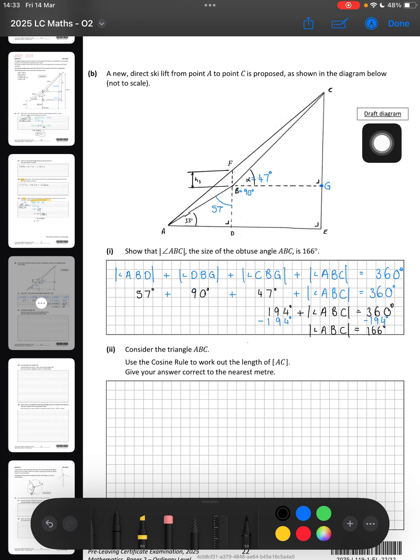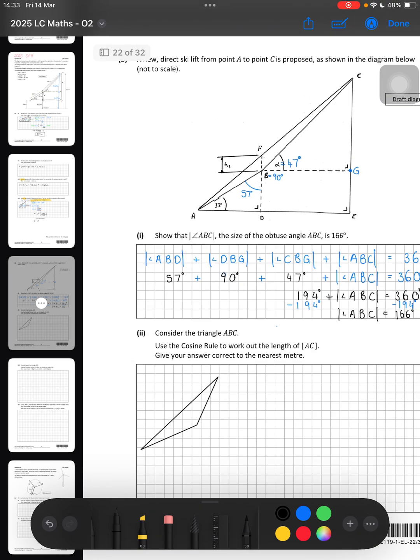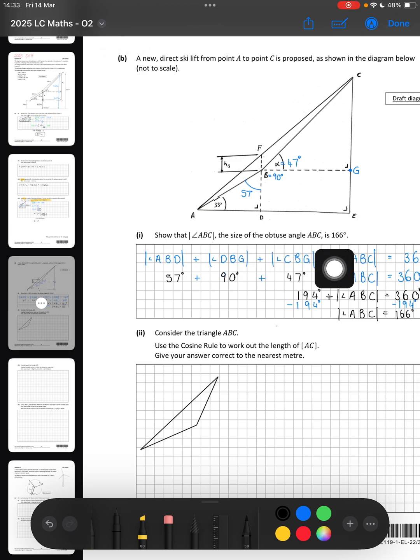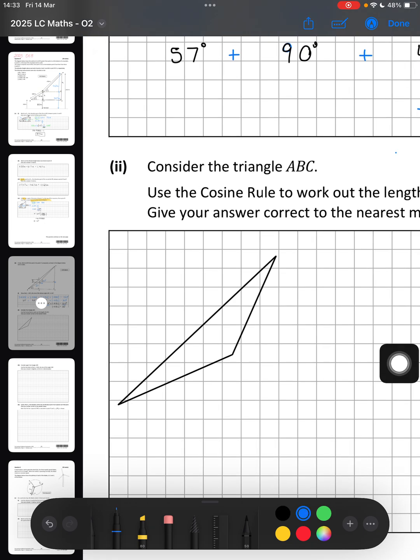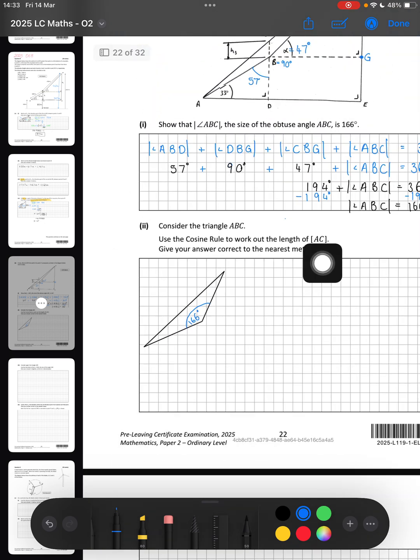Okay, then it says consider the triangle ABC. Okay, so this triangle here. Yeah, lovely. This triangle here. Okay, even if I couldn't do part one, they told me what the angle was, so I can actually say that that angle there is 166 degrees. Okay, use the cosine rule to work out the length of AC.